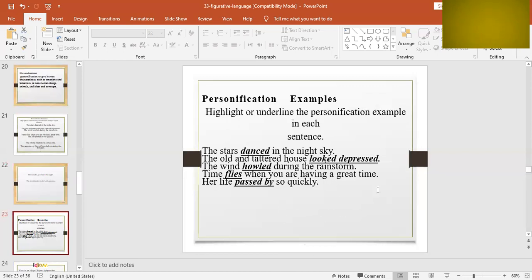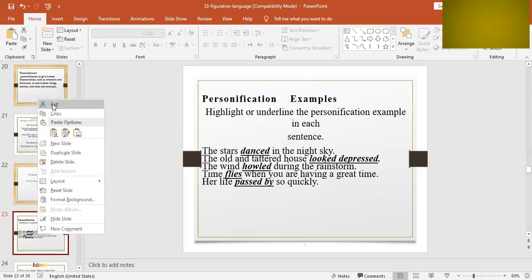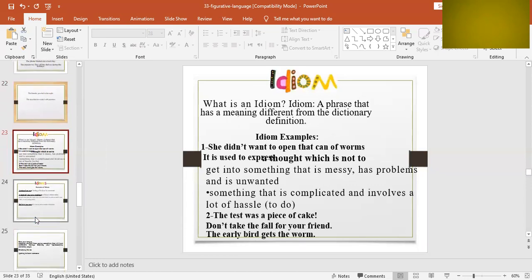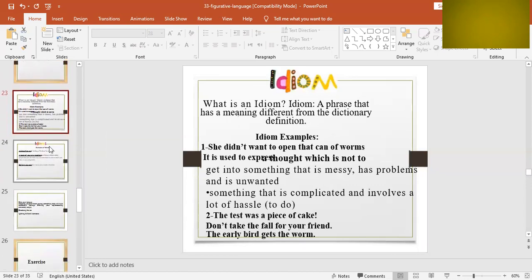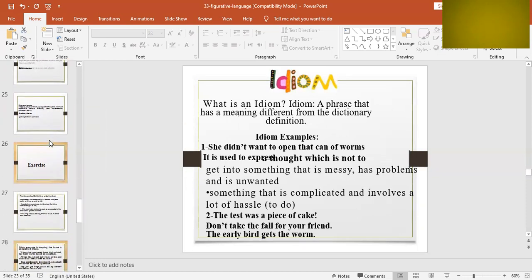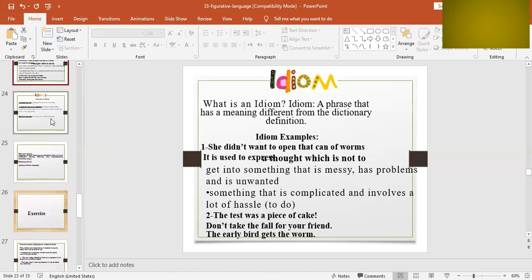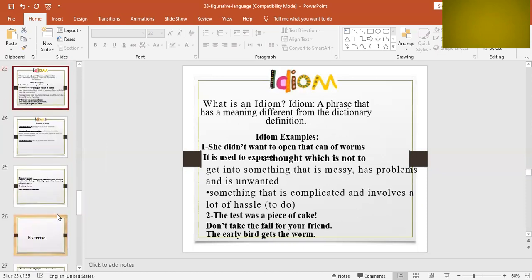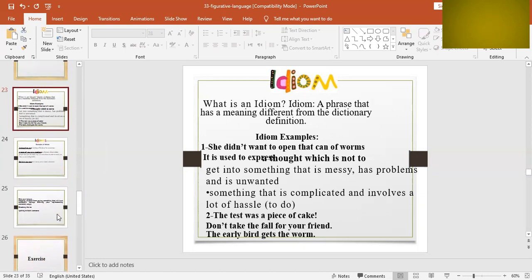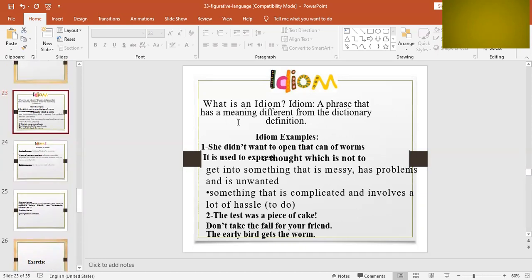And here again, we repeat the examples. Okay, this is enough for today. Now, still the last point, which is idioms, and next time we'll discuss the exercises. Now, what are idioms? What is an idiom? An idiom is a phrase that has a meaning different from the dictionary definition.